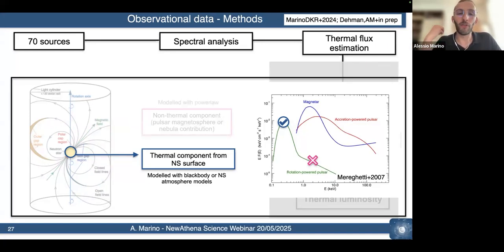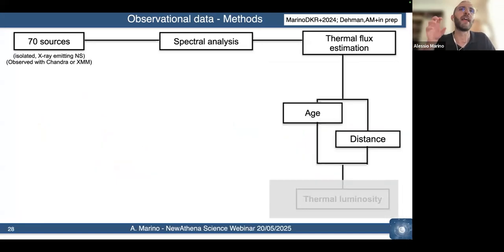We modeled this component with not just a black body, but also neutron star atmosphere models, which are a little bit more sophisticated. Having different models to estimate the flux allowed us to check that our results are not model dependent. And then from the flux, we just have to use the distance to go to the luminosity, which is our final goal. And of course, we need the age because we ultimately want a luminosity versus age diagram.